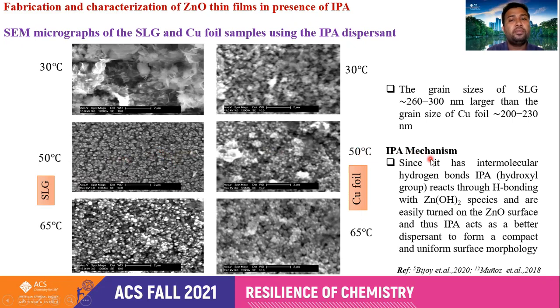And the mechanism of isopropyl alcohol is that since it has intermolecular hydrogen bonds, the hydroxyl group of isopropyl alcohol reacts through hydrogen bonding with zinc hydroxide species, which are easily turned into zinc oxide. And thus isopropyl alcohol acts as a better dispersion to form compact and uniform surface morphologies.